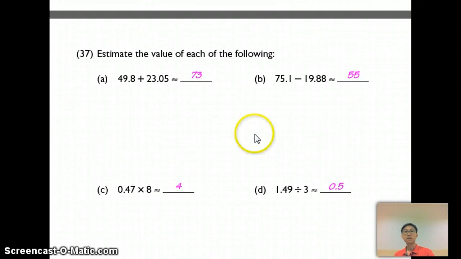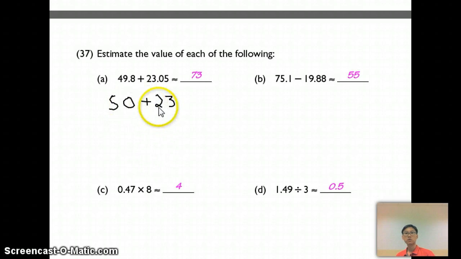Now 37, estimation. Like I said, you will need to round off first and then you calculate. So 49.8 is actually 50. So this can be done mentally. 23.05 is 23. So 50 plus 23 is 73. Same with this. This is 75 minus 20. 75 minus 20 is 55.